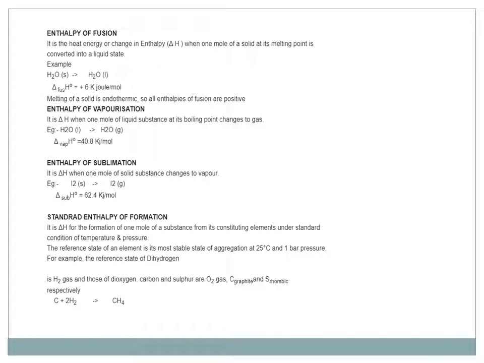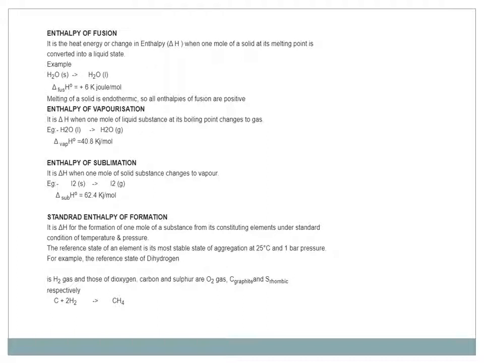Enthalpy of fusion. It is the heat energy or change in enthalpy when 1 mole of a solid at its melting point is converted into a liquid state. For example, H2O solid converts into H2O liquid, and this delta H naught of fusion is positive 6 kilojoule per mole. Melting of a solid is endothermic. So all enthalpies of fusion are positive.